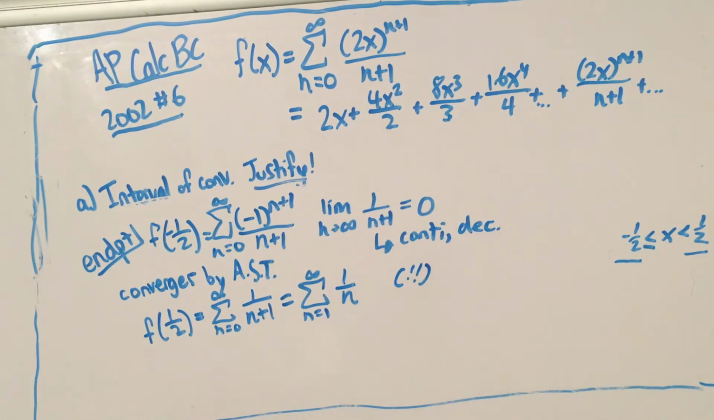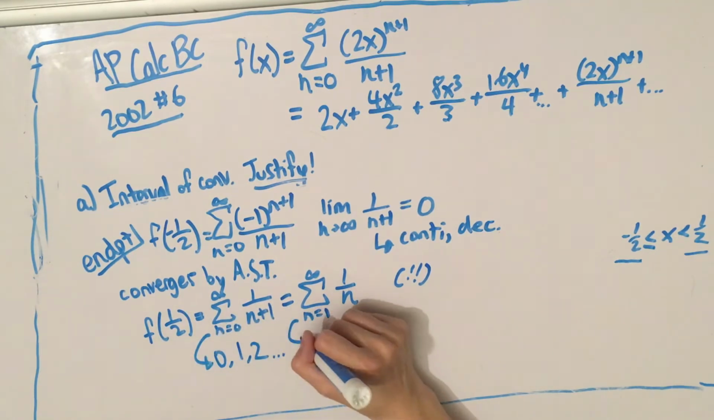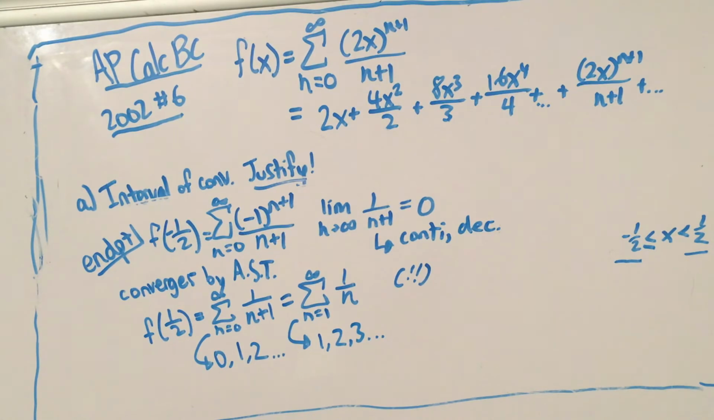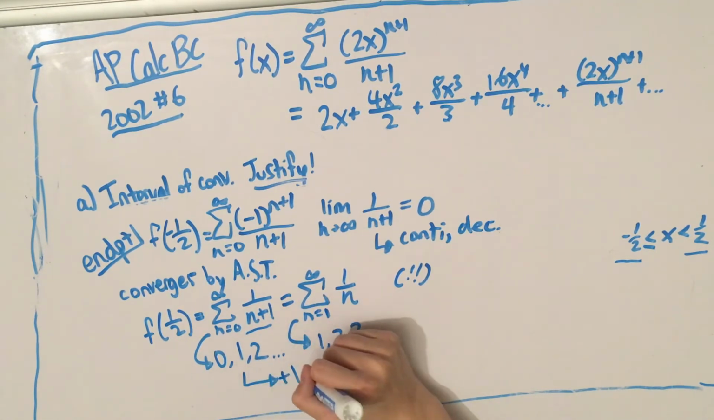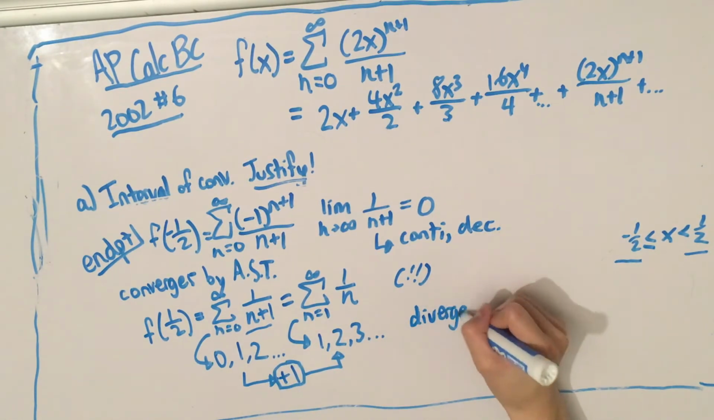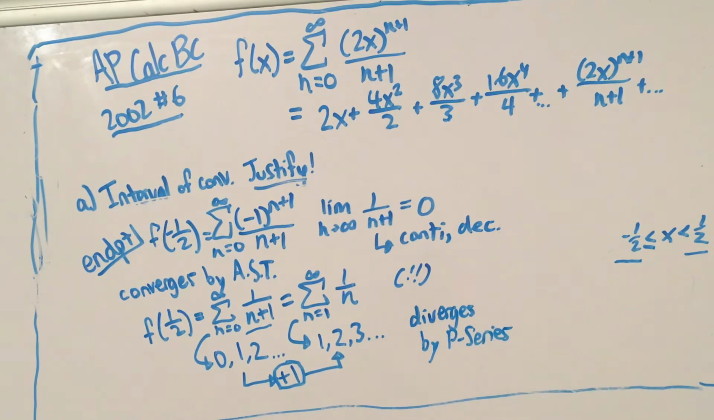This works simply because on the left side, we have the terms 0, 1, 2 for n, and on the right side, n goes 1, 2, 3, etc. And going from left to right, all we did was add 1 to every single n term in the series. And now just stating diverges by p series should be wholly enough to eliminate 1/2 as a point of convergence. We're left with negative 1/2 is less than x is less than 1/2 for our final answer.